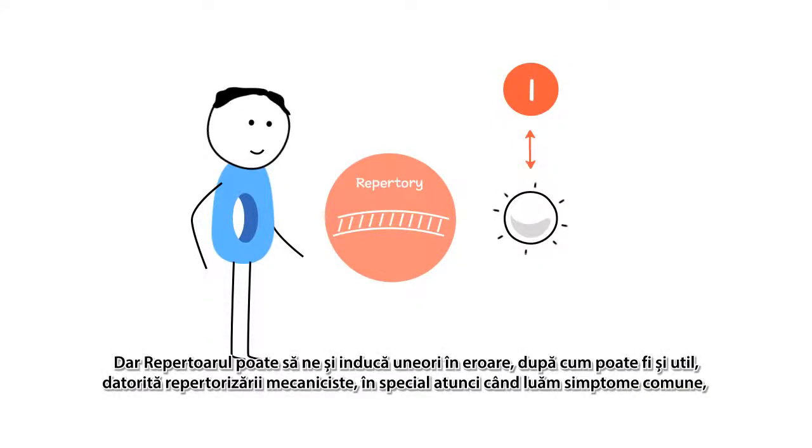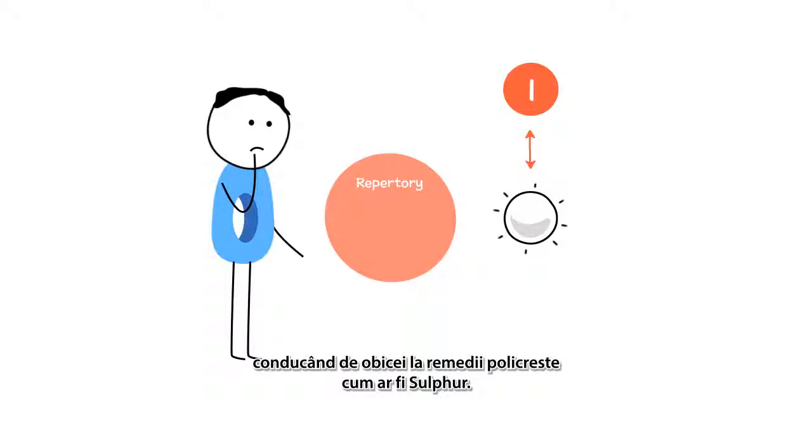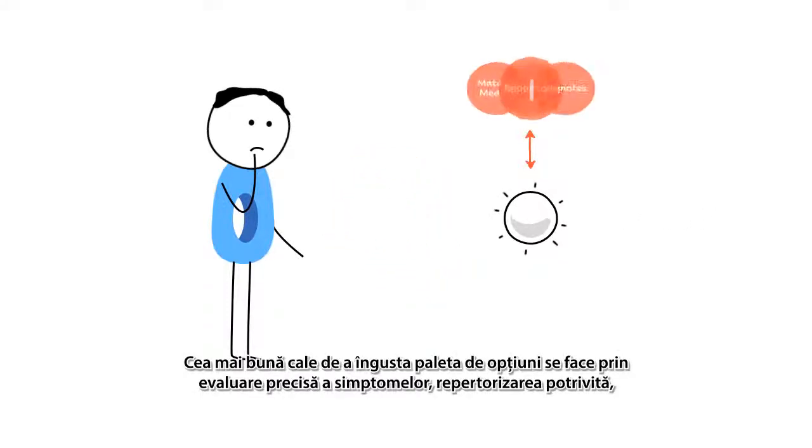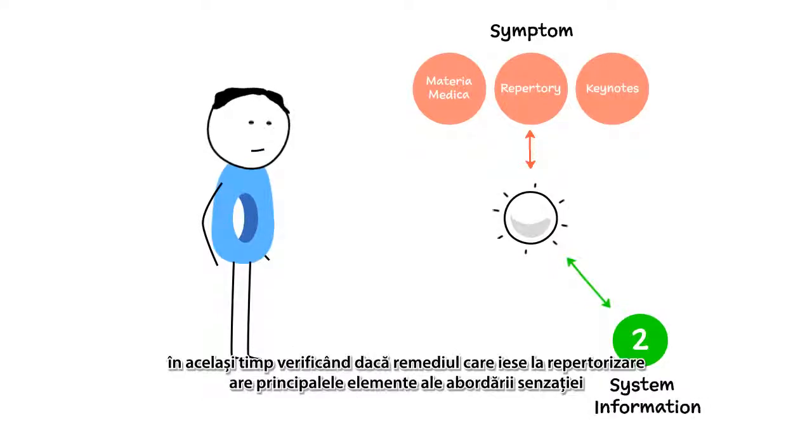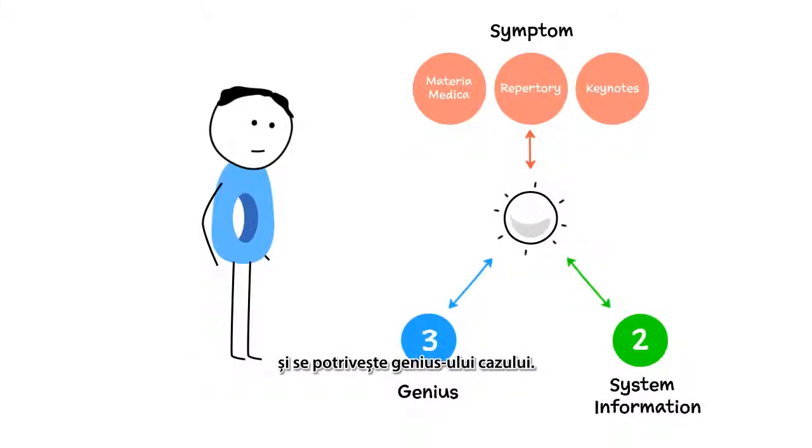But the repertory can sometimes be as misleading as it can be useful, because mechanical repertorization, especially with common symptoms, usually leads to polycrests like sulfur. The most accurate way to narrow down options is through precise evaluation of symptoms, choosing the proper repertory, while checking to see if the remedy that emerges from the repertory filter has the main elements of the system approach and matches the genius of the case.